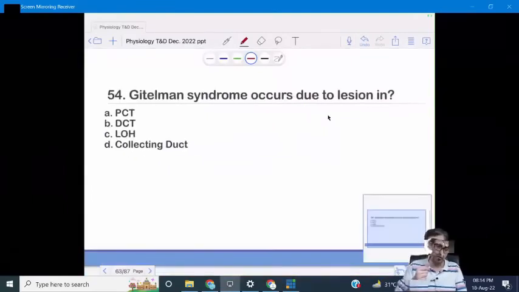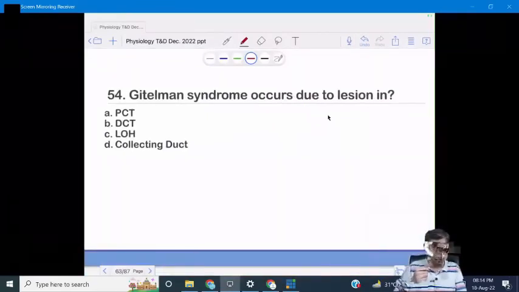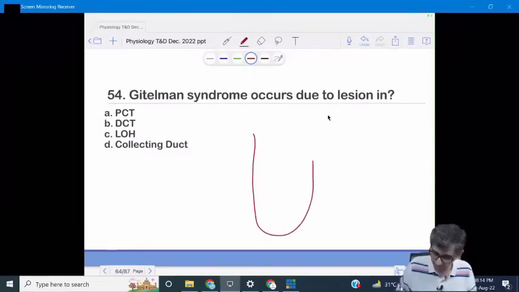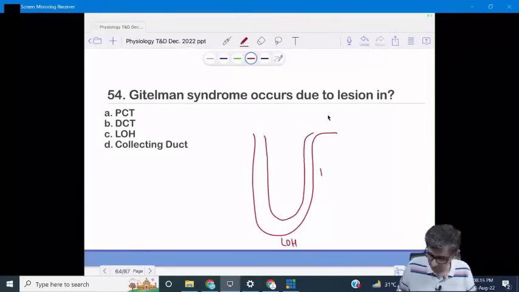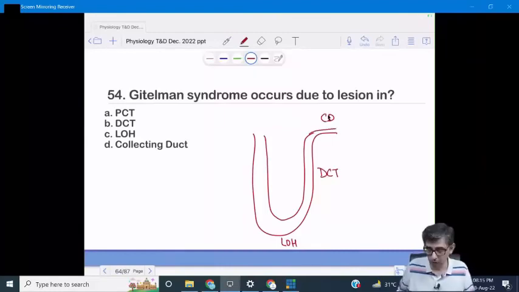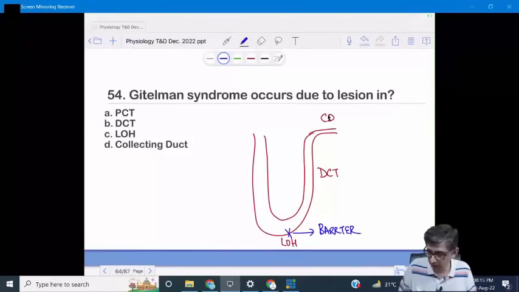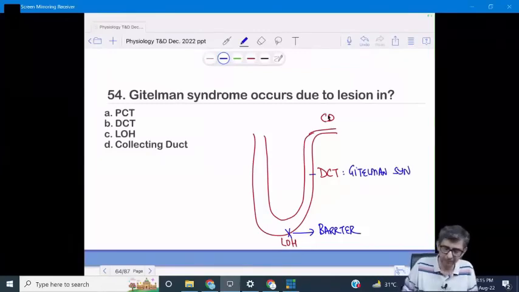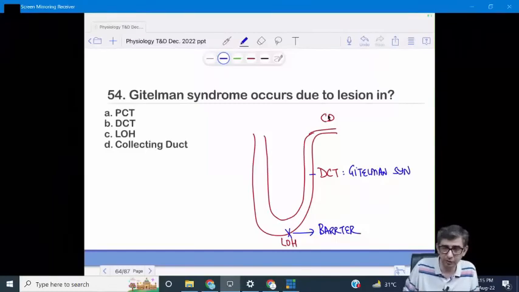Coming to 54, Gitelman syndrome occurs due to lesion in which of the following parts of the kidney? So this is the loop of Henle, this is the distal convoluted tubule, and this is the collecting duct. If there is a defect in the loop of Henle here, the disease that occurs in the patient is called Bartter syndrome. On the other hand, if the defect is in the distal convoluted tubule, then we call it Gitelman syndrome. The correct answer for this question would be option number B.